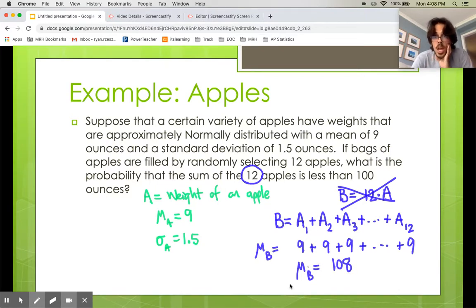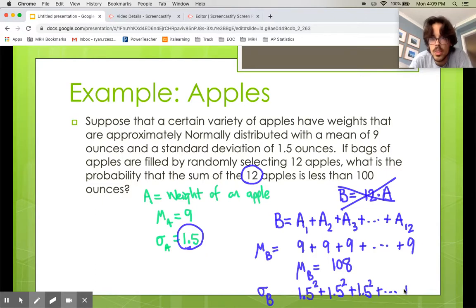Now, the standard deviation for B. You cannot find the standard deviation straight up because A1 through A12 are all different random variables. So what you have to do is take the standard deviation of an apple and turn it into a variance. So this guy's variance right here would be 1.5 squared, whatever that is. And then I would do another 1.5 squared, and I'm going to leave it like this instead of multiplying it out, just because I think it's easier to see what's going on.